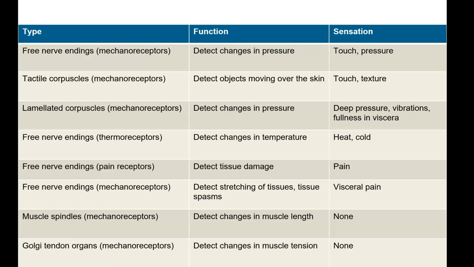It'd tell you if things are smooth or if they're rough. Lamellated corpuscles are going to be mechanoreceptors as well. They detect change in pressure. And so this will be your deep pressure. This gives you vibrations and fullness in the viscera or your organs.